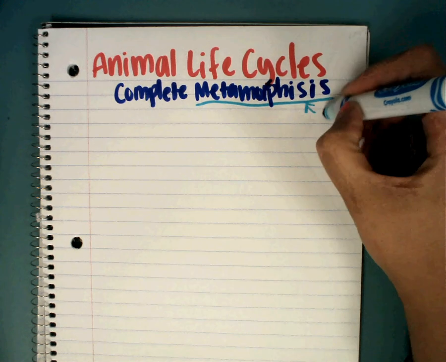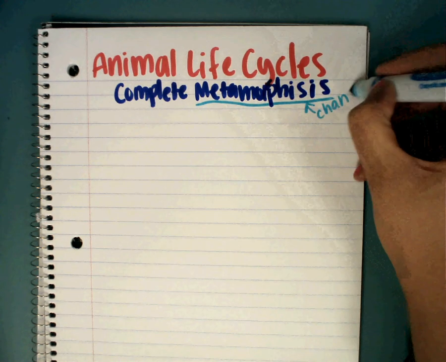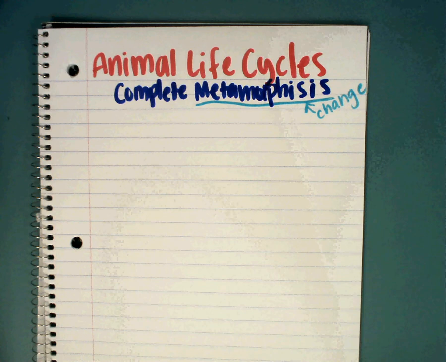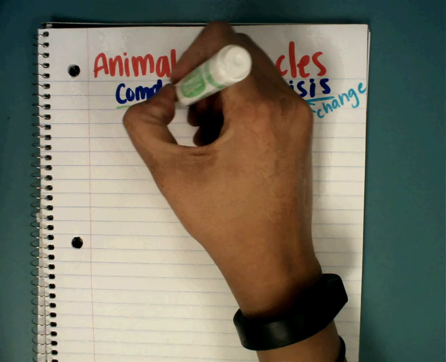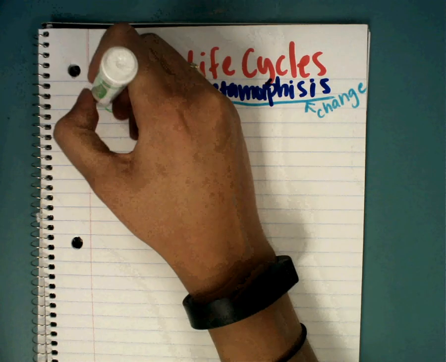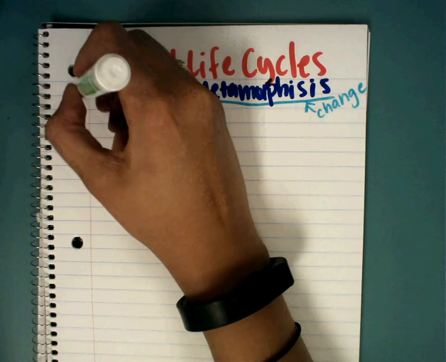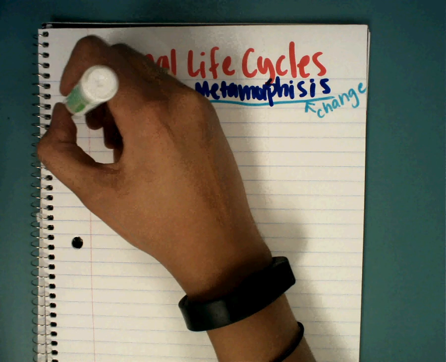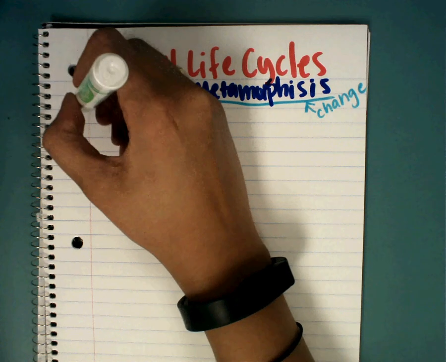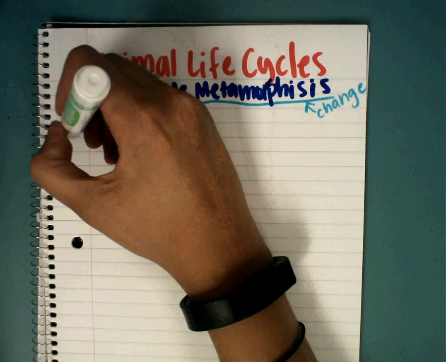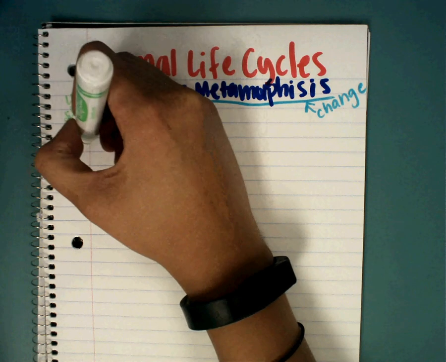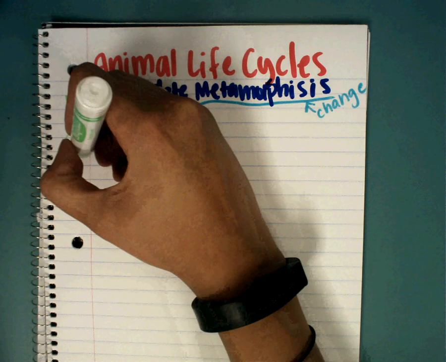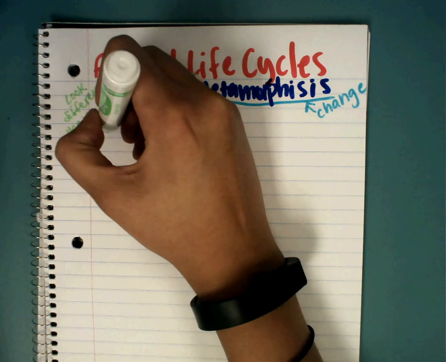And complete means look different than adults when babies. Okay? They look different from adults than when they're babies. They look different from when they're an adult.